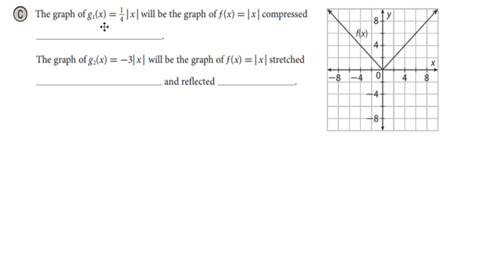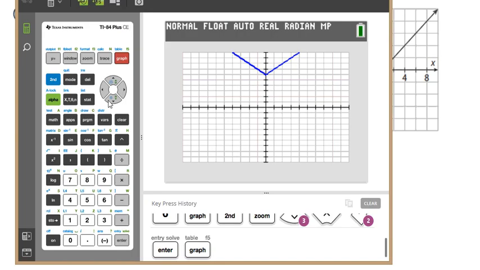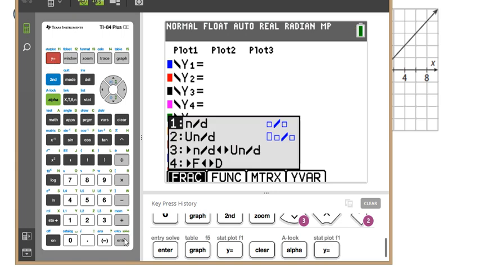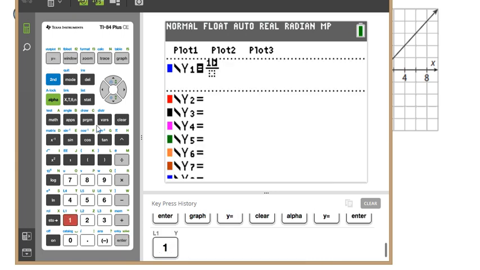The graph of g1 of x equals 1/4 x will be the graph of f of x equals absolute value of x compressed. Well, again, I know what this is, but I'm going to go to the calculator just to show you this. We have 1/4 x, and here it is. So I'm going to clear this. I'll put 1/4. I could put 0.25, but I'll just go like this, 1/4. And we're going to have absolute value of x.